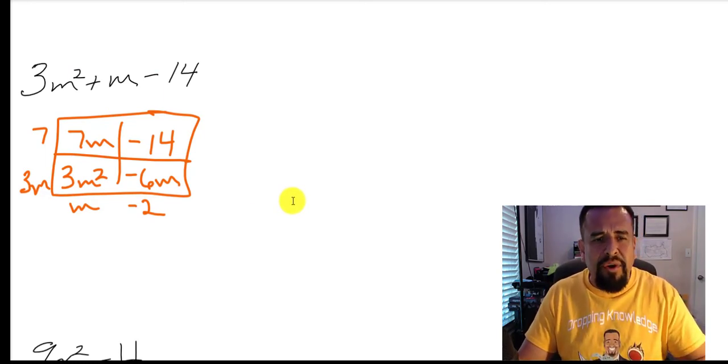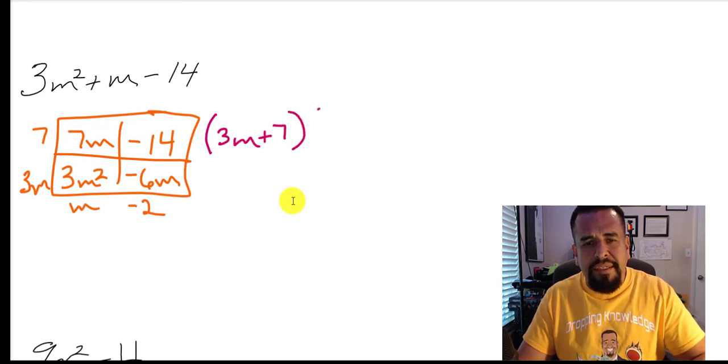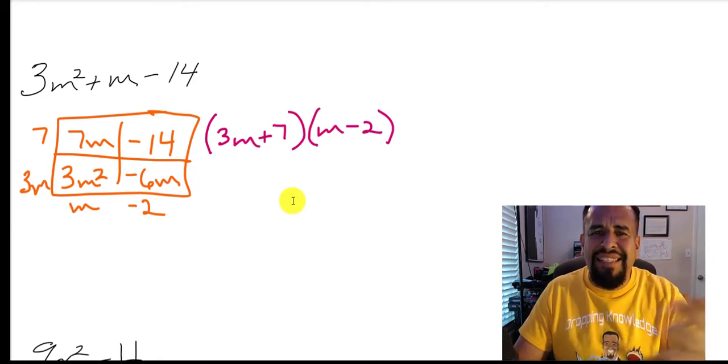At this point, let's go ahead and write the product of the area. 3m plus 7 times m minus 2. And there we go. It's that simple.